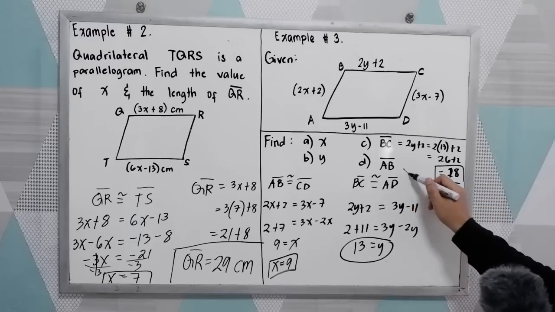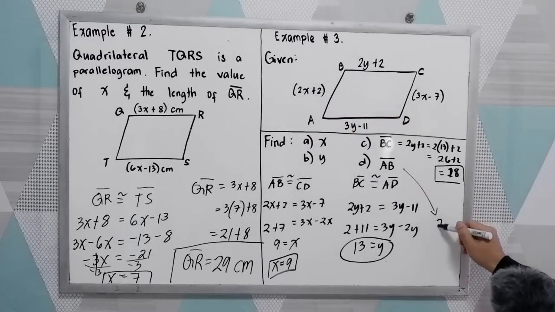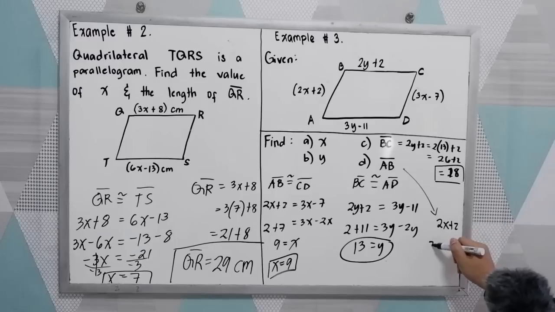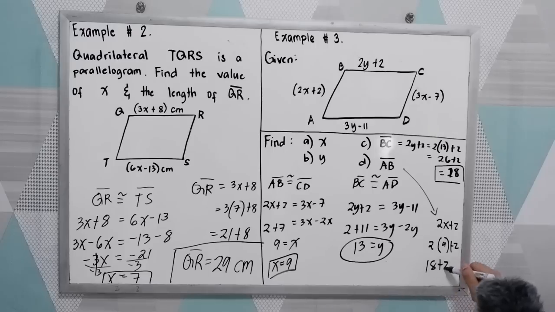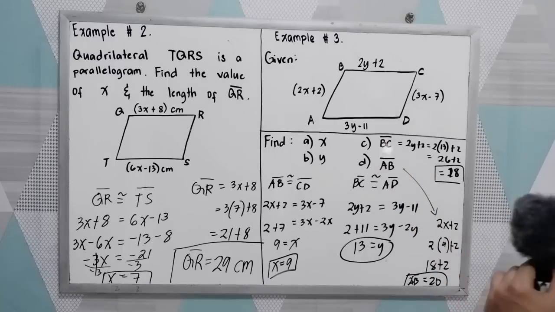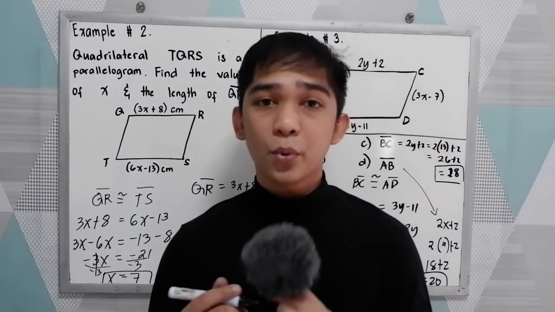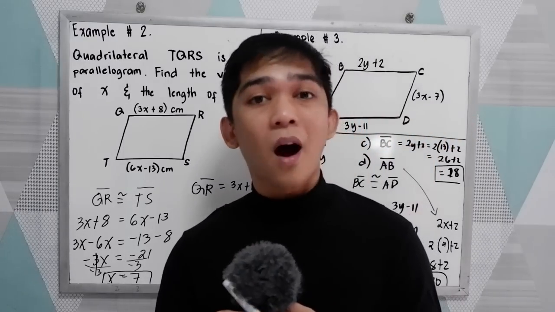While AB is 2x plus 2. So 2 times our x, which is 9, plus 2. So 18 plus 2 is 20 units. So the value of segment AB is 20 units. So that is our property number 1: opposite sides of a parallelogram are congruent.